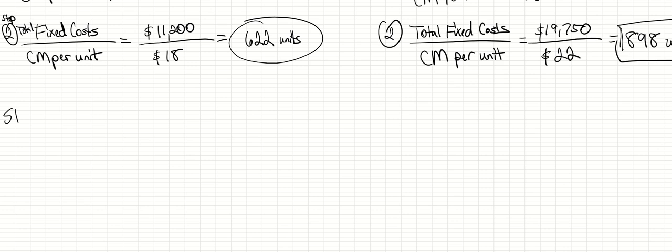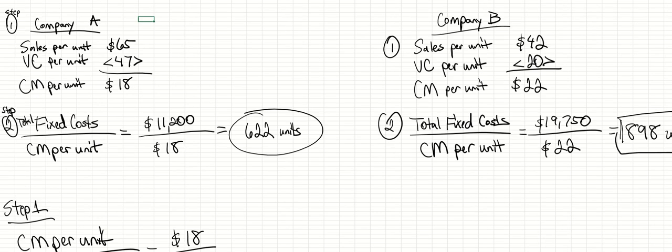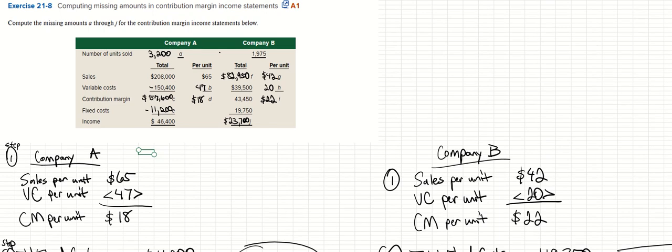So I'm going to put on here step 1. We have to first figure out what the contribution margin ratio is going to be. To calculate the contribution margin ratio, we're going to take the contribution margin per unit, and since it's a ratio, we're going to divide it by sales per unit. Okay, this is step 1. So contribution margin per unit for company A, that's $18, divided by the sales per unit for company A, that was $65.